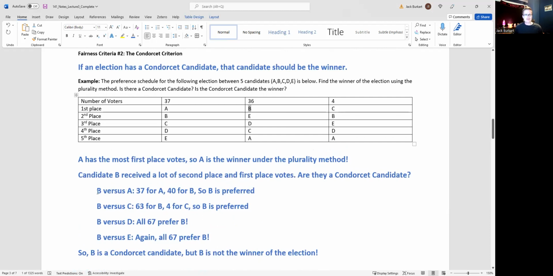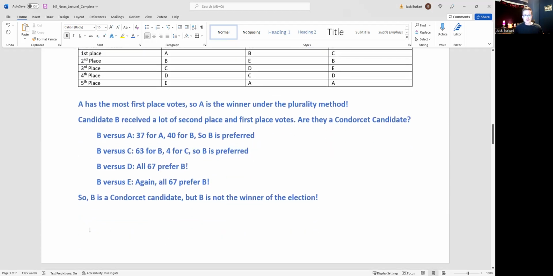Indeed, if we look at the head-to-head between B versus A, B gets 40 votes and A gets 37. These 37 prefer A, but these 36 plus 4 prefer B to candidate A. So B is preferred over A, and then B is super popular. All candidates prefer B over D, all candidates prefer B over E, and most candidates prefer B over C. So B is preferred over all other candidates. This means that B is a Condorcet candidate. However, they do not win under the plurality method. So what does this mean?